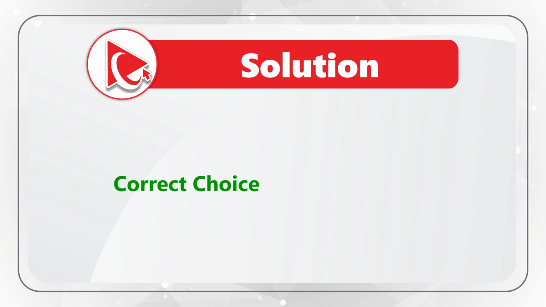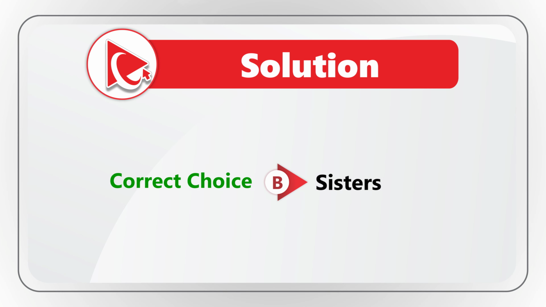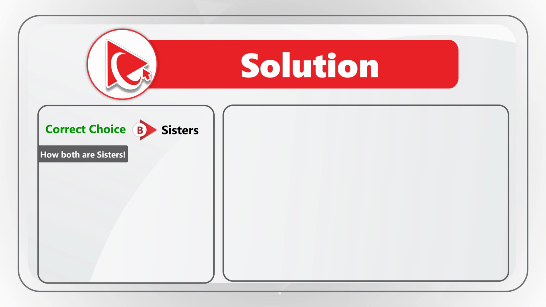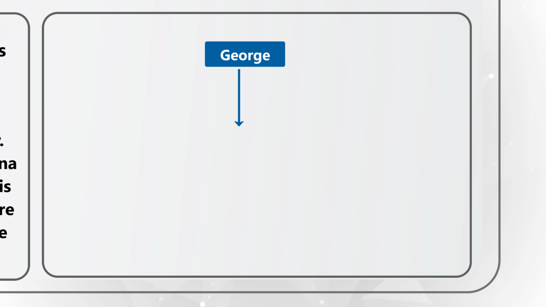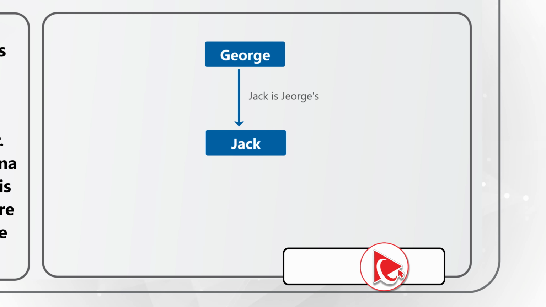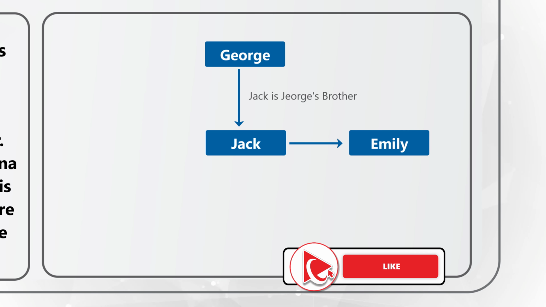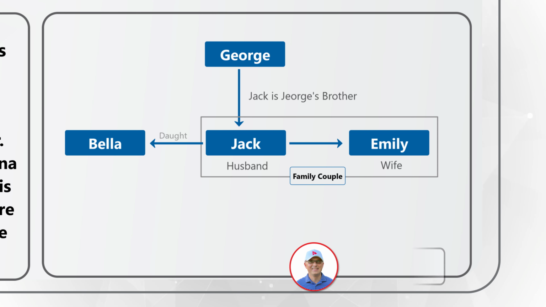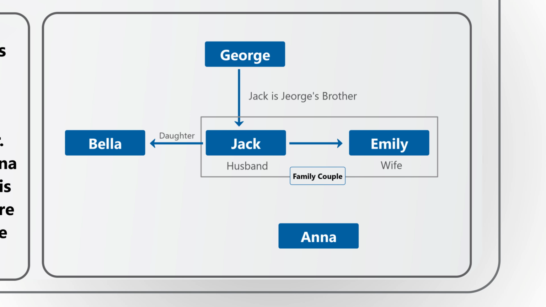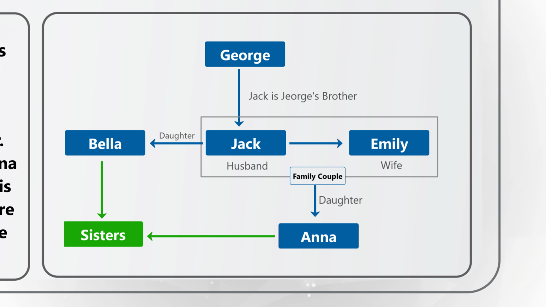The correct answer is choice B, they are sisters. But why? Let's build a diagram to demonstrate the relationships between this group of people. Let's start with the statement that George has a brother, and George's brother is Jack. Jack also has a wife, Emily, and they're a family couple. We also know that Bella is the daughter of George's brother, which means Bella is the daughter of Jack and Emily. We also learned that Anna is the daughter of Emily, which means Anna is the daughter of Jack and Emily, which means that Bella and Anna are sisters.